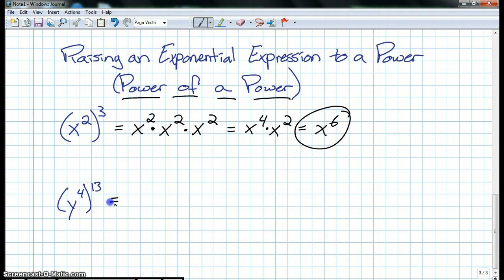I'm going to let you do this one on your own. It's y to the 4th all to the 13th. Y to the 4th to the 13th. Take a few seconds to try to solve this one.